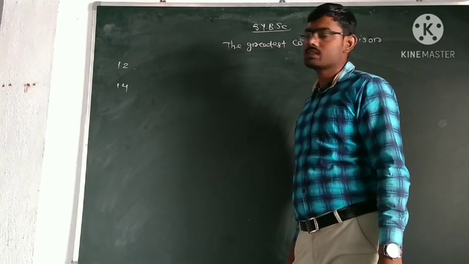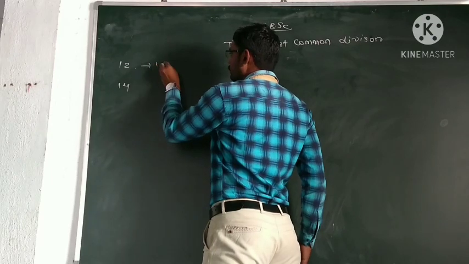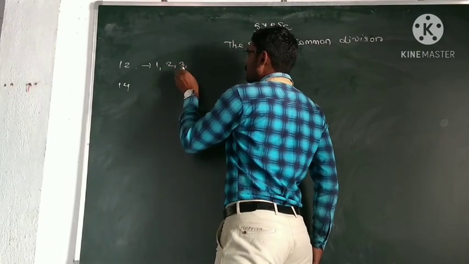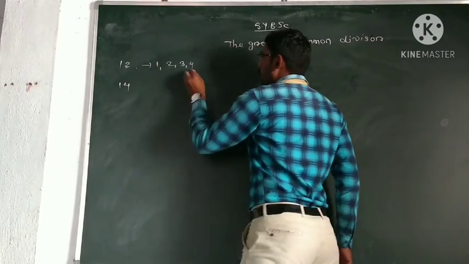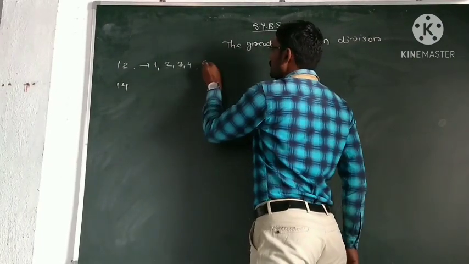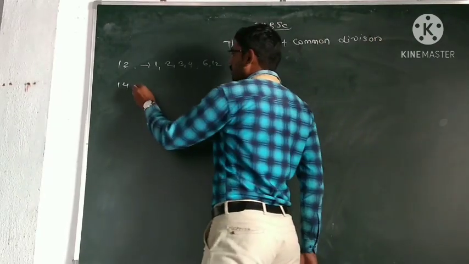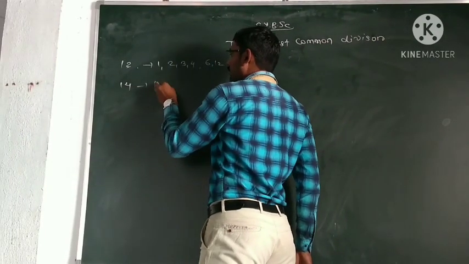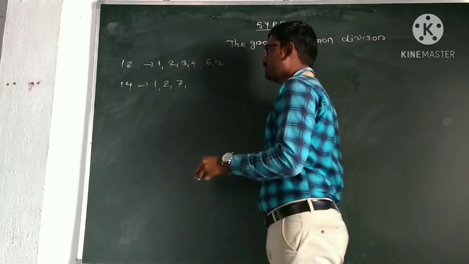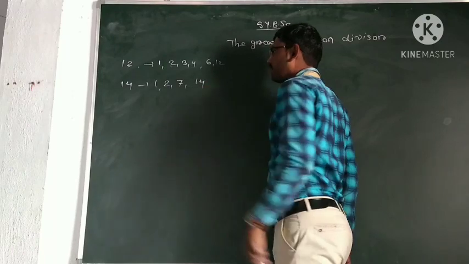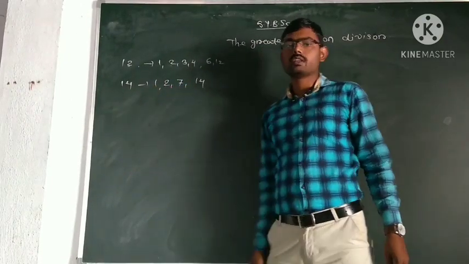What are the divisors of 12? The divisors of 12 are 1, 2, 3, 4, 6 and 12 itself. 2 divides 12, 3 divides 12, 4 also divides 12. What are the divisors of 14? Divisors of 14 are 1, 2, then 7 and 14. These are the divisors of 12 and these are the divisors of 14.